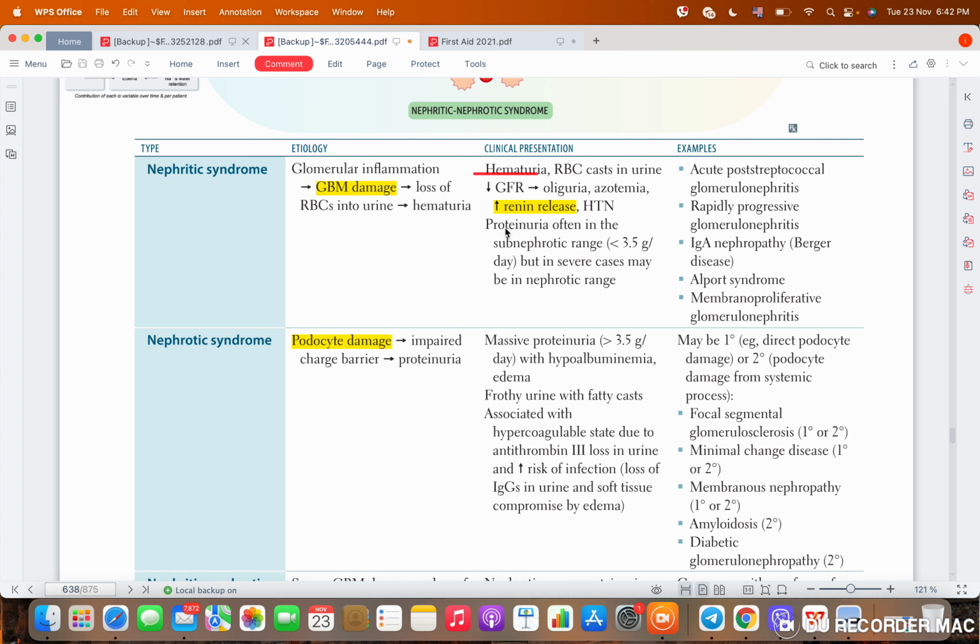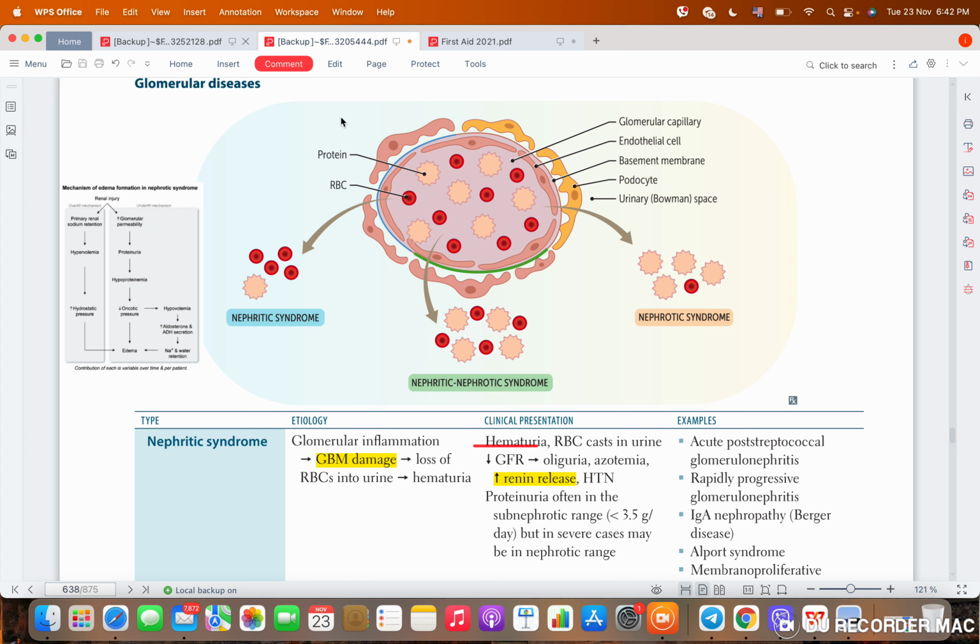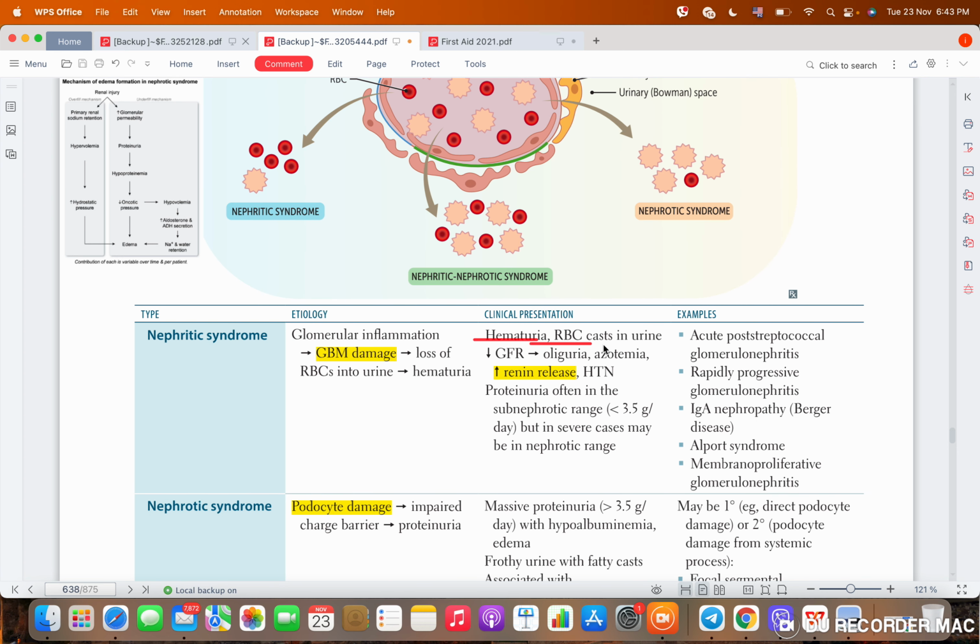Before I continue, this problem is happening at the glomerulus. So will there be casts or not? Yes, there will be casts, because, as I told you, any pathology that is happening at the level of the glomerulus or at the level of the tubules will have these casts. Okay, so hematuria, RBC casts in the urine, and there will be low GFR.